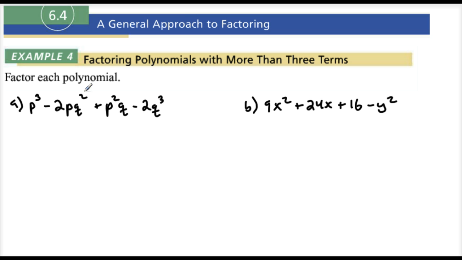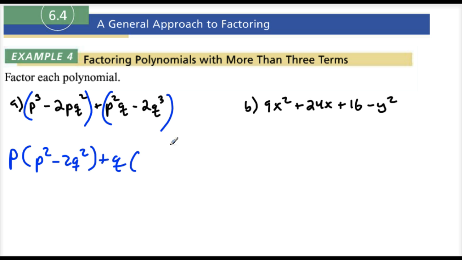Factor by grouping. So again, when you have 4 terms, you put parentheses around the first 2 terms, and then you put parentheses around the second 2 terms, and now we find the GCF of each of the parentheses. The GCF here, they each have a p in common. So I'm going to take out a p, and I get p squared minus 2q squared. Here they each have a q in common, so plus q. So that means I'll have p squared minus 2q squared.